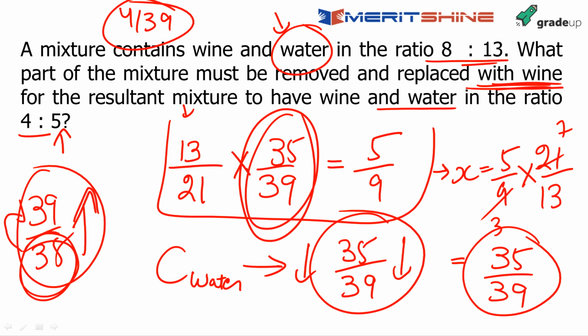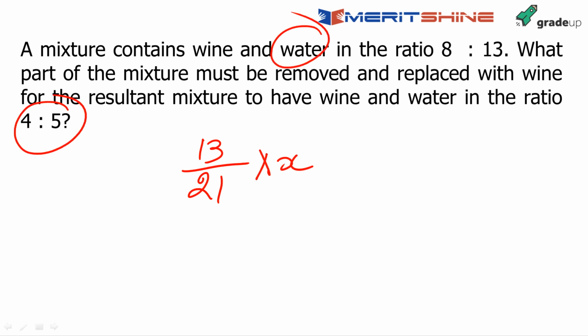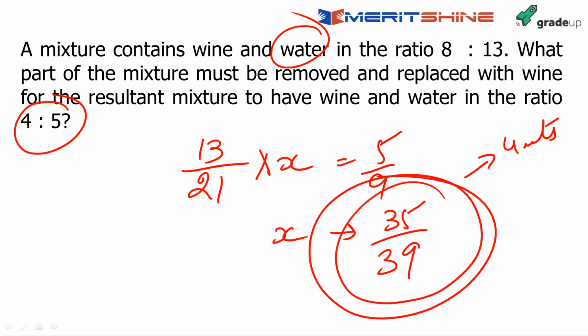I'm removing all this. I'm just showing you the calculations straight away now. You do this 31 upon 21. So this is concentration of water that I am playing with into x. Now you come to the second one. This is 5 by 9. You arrive at this x as 35 by 39. So what it tells you is that 4 units out of every 39 units must have been thrown. 4 units out of 39. So the answer becomes 4 upon 39.